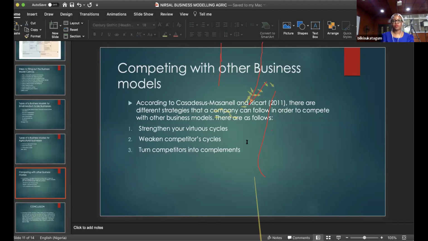A lot of companies do that to compete with other models, to build their brands, they acquire other businesses, other competitors around them. Just don't stay in one place and think you are fine. So you can turn your competitors into segments or complements to your business itself.